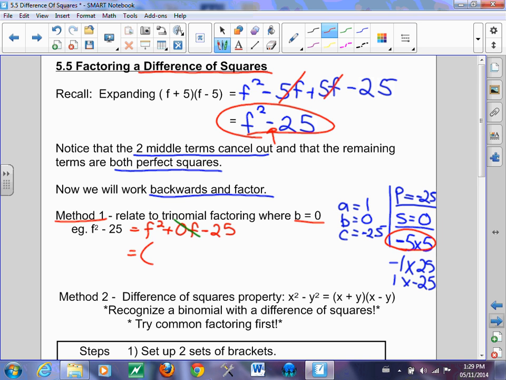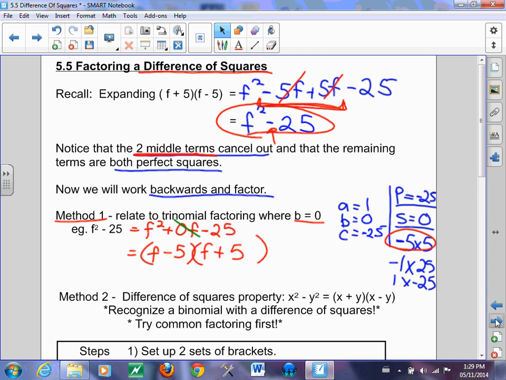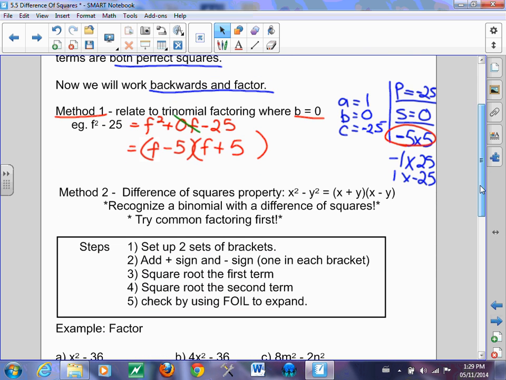So you do the same thing you did before: set up the two brackets, take the square root of the first, which is f, and then you take the signs, negative 5 and positive 5. In order for the middle terms to cancel out, these two terms have to be the same value except opposite sign. So if you like this method, it's always going to be a plus a number and a minus the same number. That's one way to do it. If you like that, stick with it. However, this second method might be even easier for you. Difference of squares method.